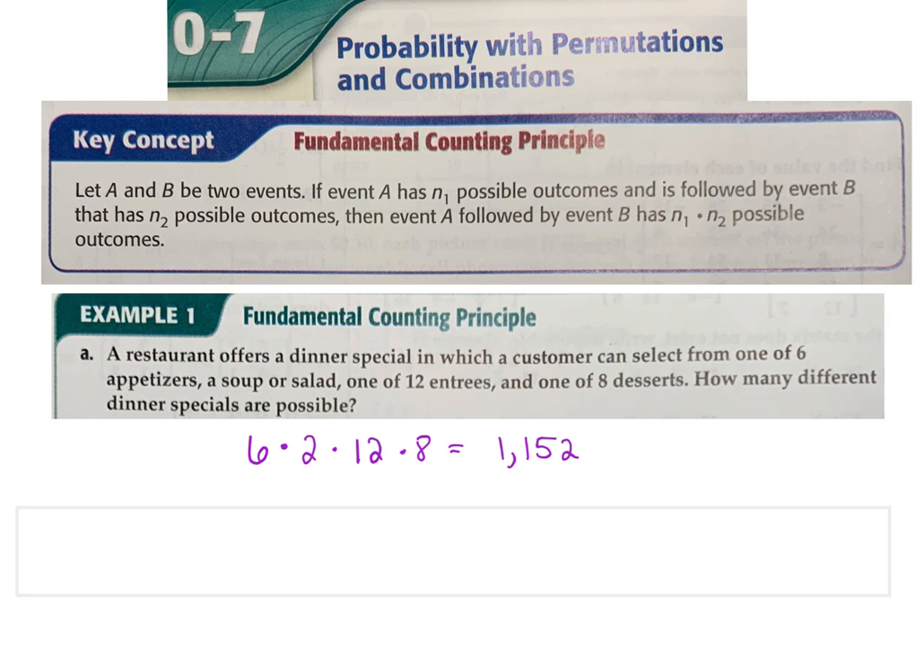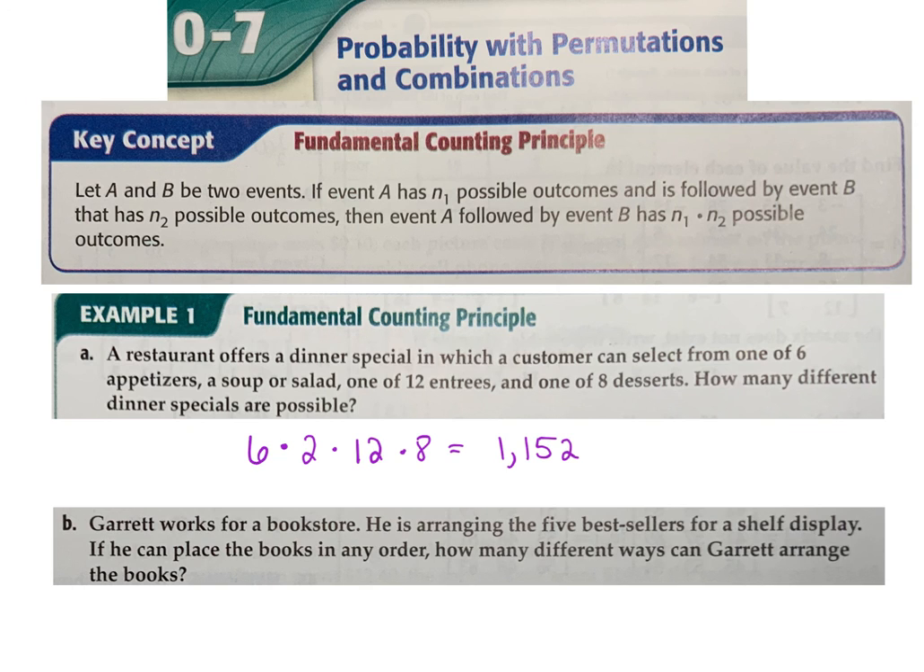Let's look at the next example. Garrett works for a bookstore. He is arranging the 5 bestsellers for a shelf display. If he can place the books in any order, how many different ways can he arrange them? So now we have to think about what's happening here. In the first slot of the 5 slots that we're talking about, how many books does he have to choose from? 5. All right, but now he places a book. So how many books does he have to choose from for the second slot? And so for this one, our options are based on what we are doing here. All right, and so this is 120.